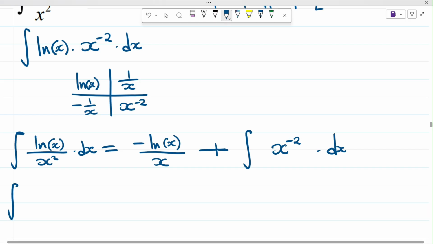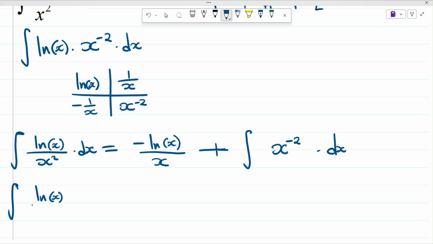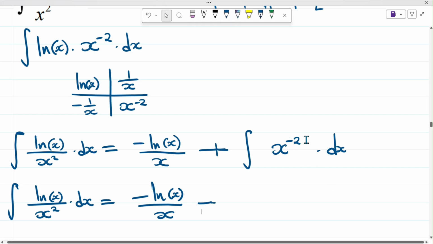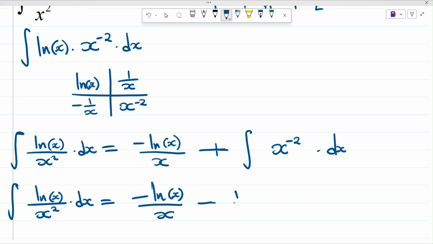And then I copy the very same procedure again like always, and I'm going to have my ln of x divided by x squared dx, which is equivalent to negative ln of x divided by x minus what? It's going to be negative because we add 1 here: -2 plus 1 is -1. We divide by that -1, we end up getting -1 over x and then plus c.